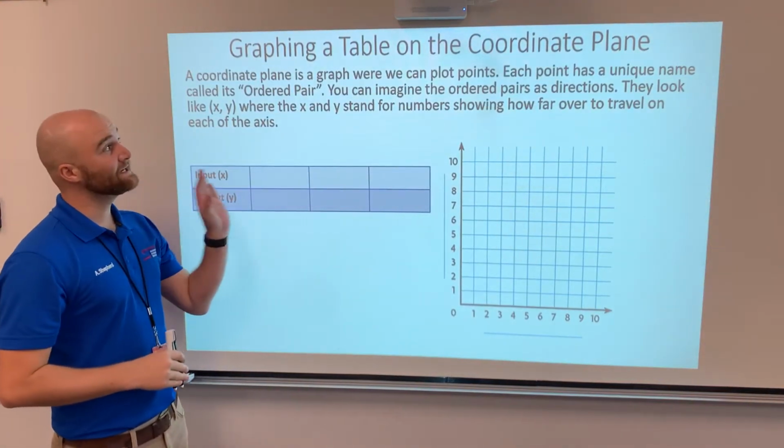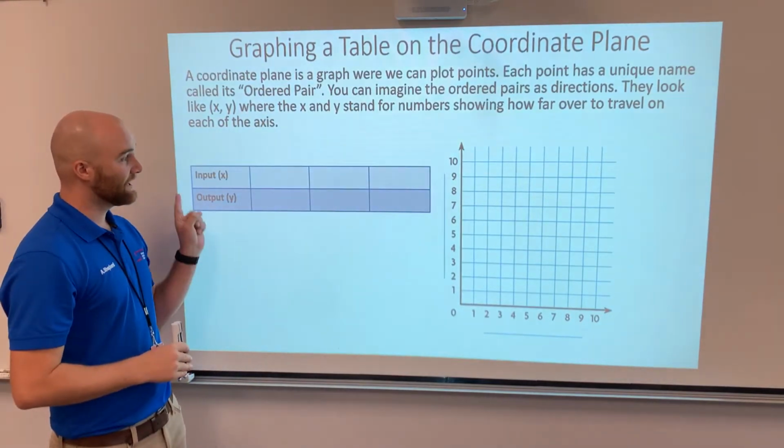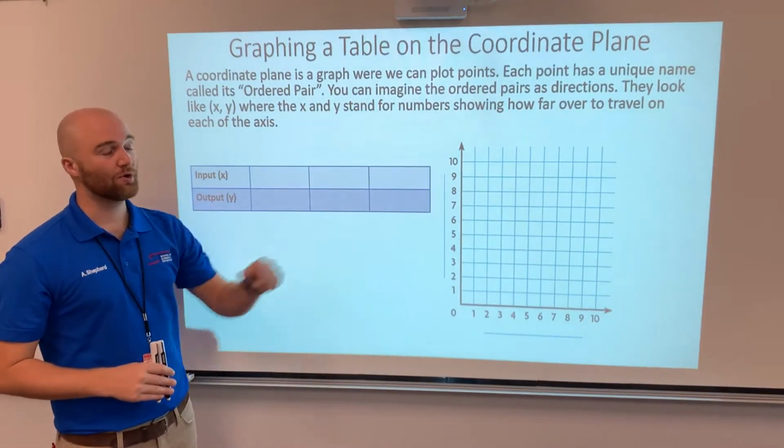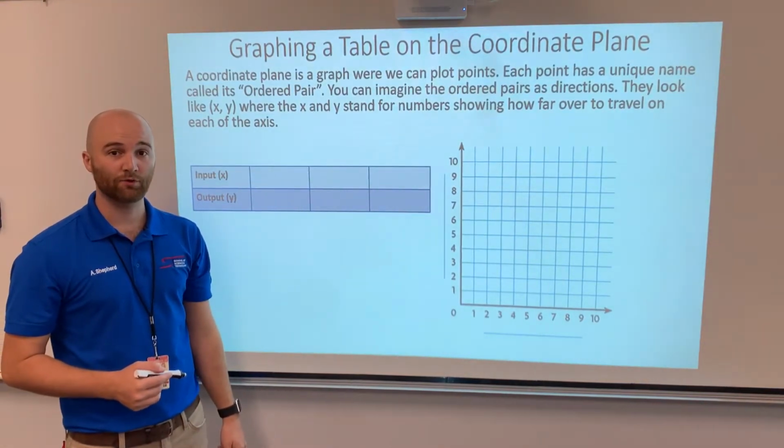Today we're going to be extending our conversation about the coordinate plane, and we're going to be talking about how to graph a table onto the coordinate plane. What happens if I have more than just one set of ordered pairs?